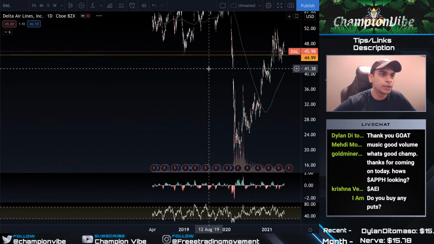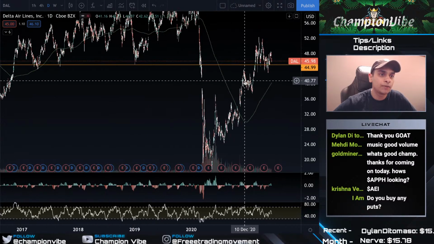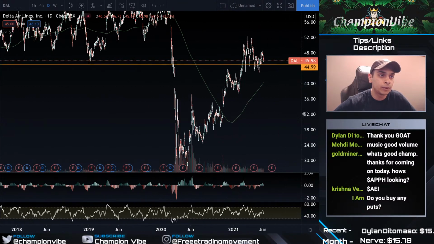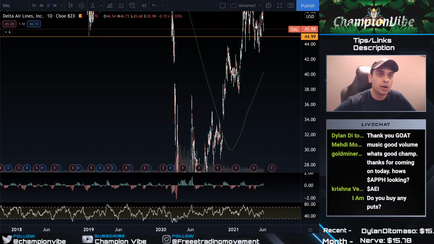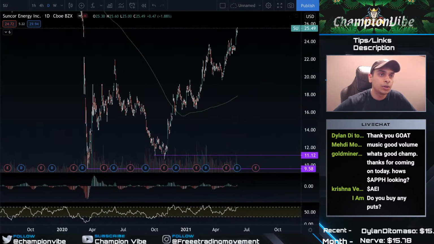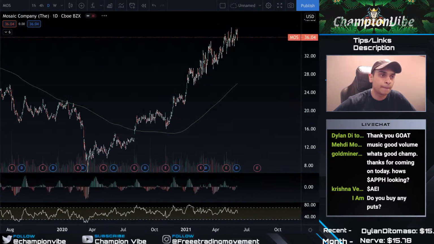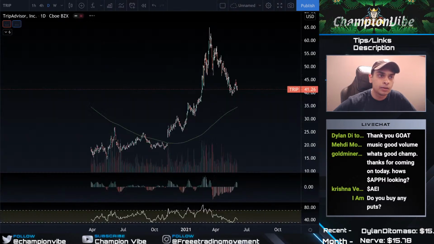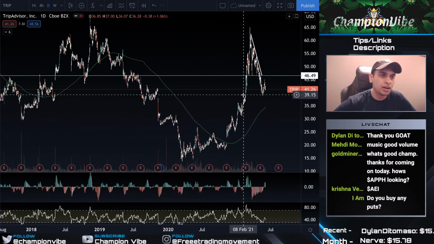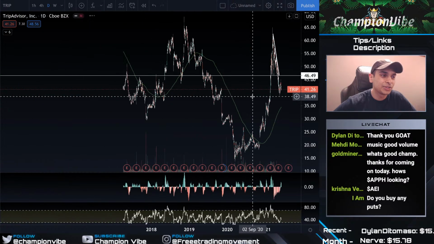Like if Delta can backtest 45 bucks, that could be a nice options play if it holds it. So I'll keep Delta on the watch list. SU, again, already running. Trip. There's just not much support here.